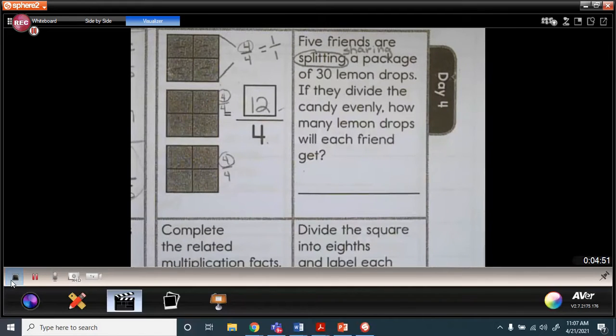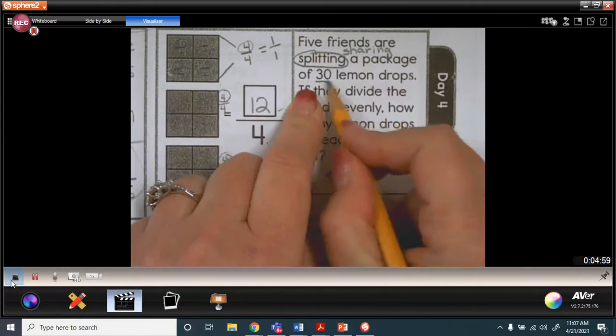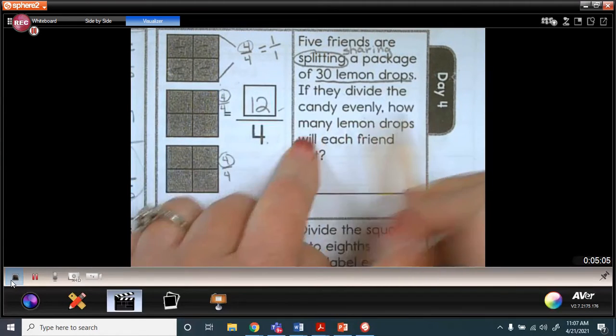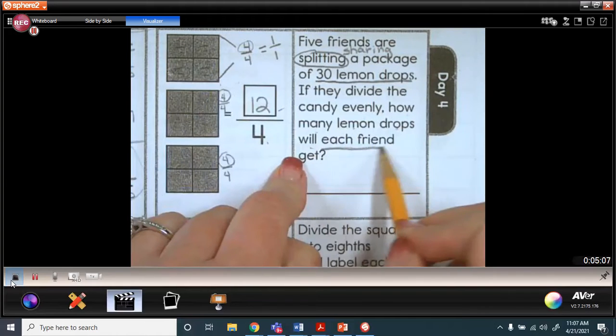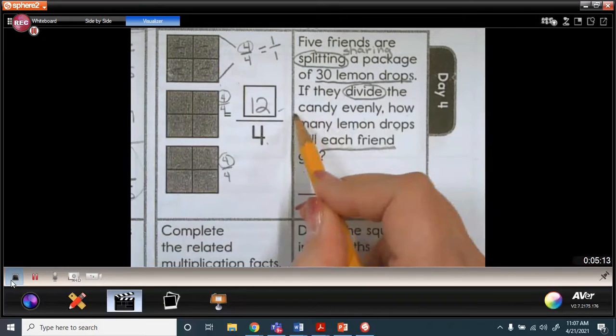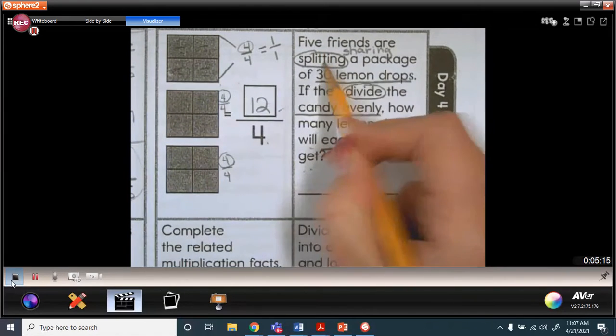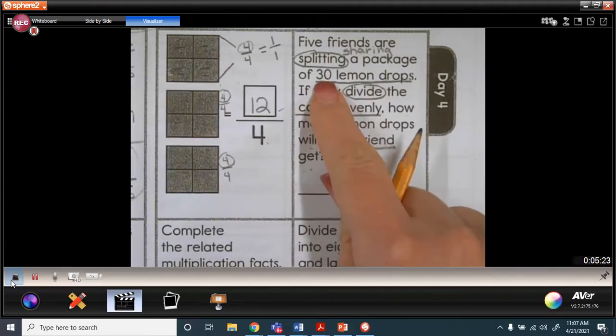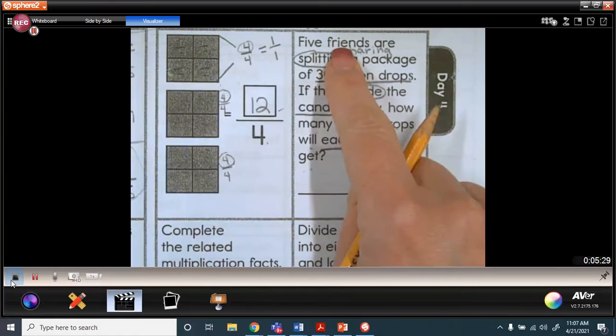So let's take a look at the rest of the problem. 5 friends are sharing a package of 30 lemon drops. So we have our total lemon drops, and it says if they divide the candy evenly, how many lemon drops will each friend get? So again, keywords here: divide, candy evenly, splitting, sharing. Those are all clue words that we're going to be dividing these candies by. What are the groups? The 5 friends, right.